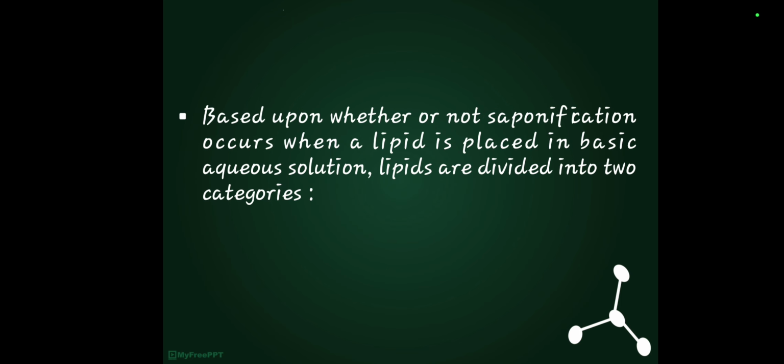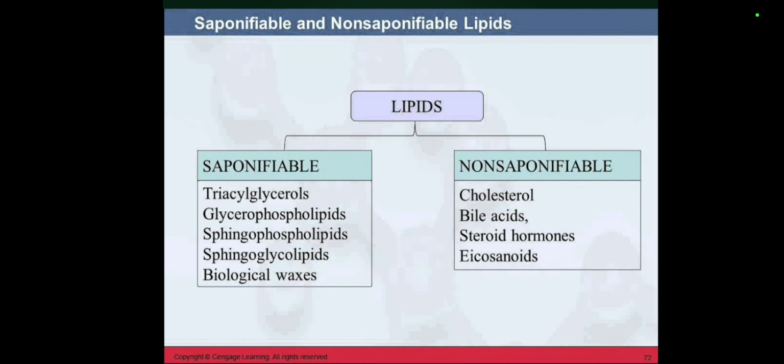Moving forward, based upon whether or not saponification occurs when a lipid is placed in a basic aqueous solution, lipids are divided into 2 categories. So what are those categories? We have saponifiable and nonsaponifiable. Saponifiable is divided with subdivisions: triglycerols, glycerophospholipids, sphingophospholipids, sphingoglycolipids, and biological waxes.